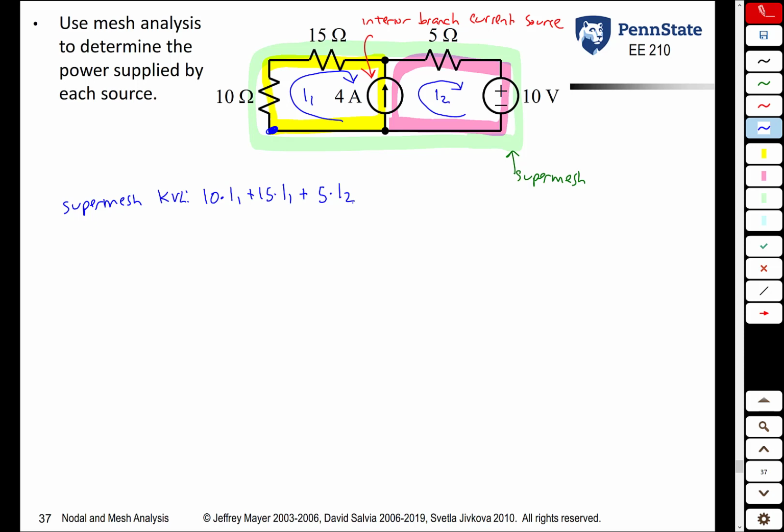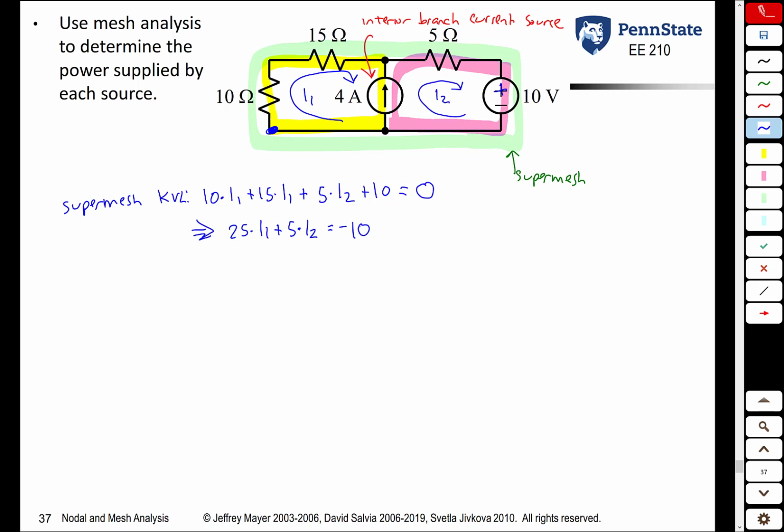Then we hit a voltage source. We hit the plus sign first. So we get plus 10 volts. And we're back to where we started, that equals 0. We can simplify that equation. It's 25 times I1 plus 5 times I2 equals minus 10. And we set that aside.